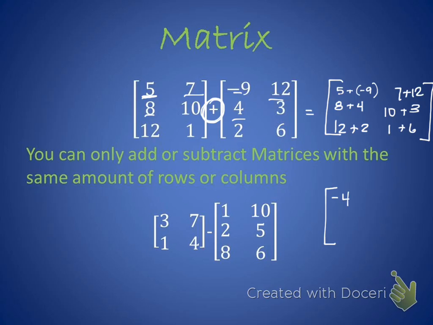Then 7 plus 12. Same sign, so I do 19. 8 plus 4, same sign, so I have 12. 10 plus 3, same sign, so I have 13. 12 plus 2, same sign, so I have 14. 1 plus 6, same sign, so I have 7.